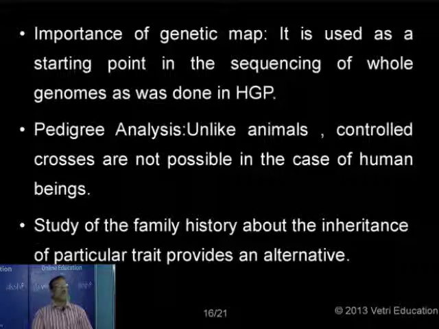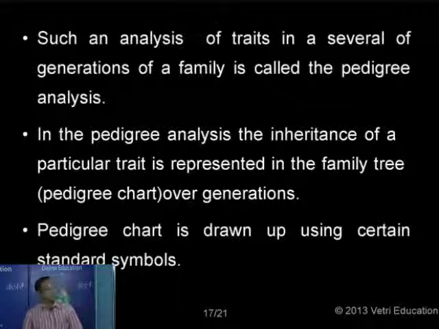Such an analysis of actual traits, which we follow through several generations of a family, is called pedigree analysis. Similarly, the scrutiny of already established matings, descriptive of already established mutants, to obtain information about the inheritance of a particular trait is called pedigree analysis. So in pedigree analysis, the inheritance of a particular trait is represented in the form of a family tree, a pedigree chart.